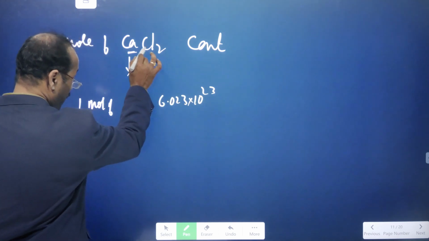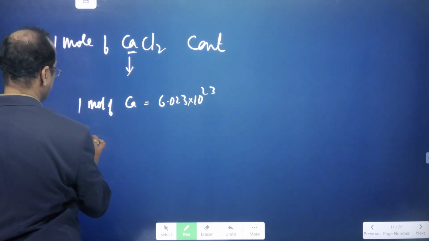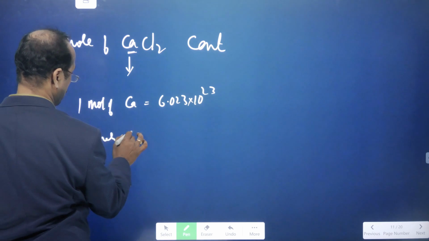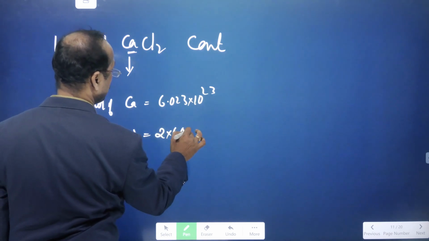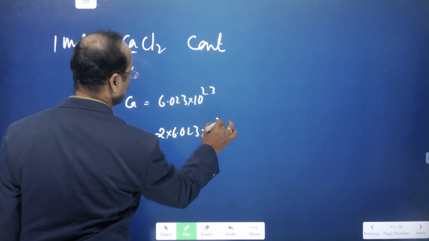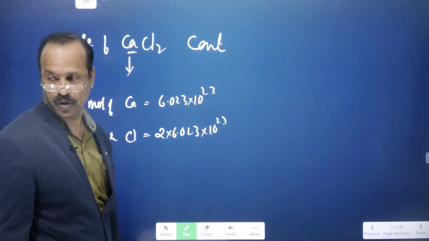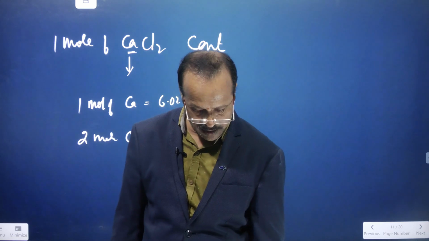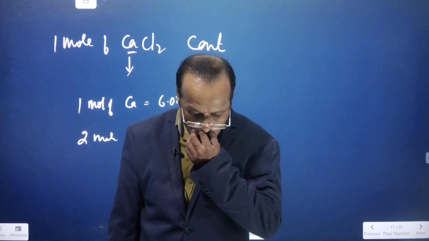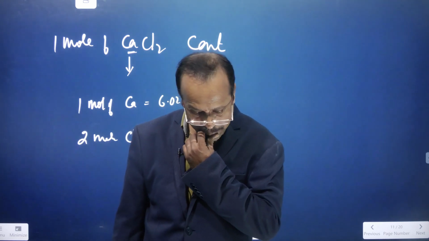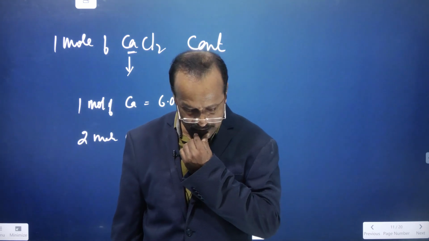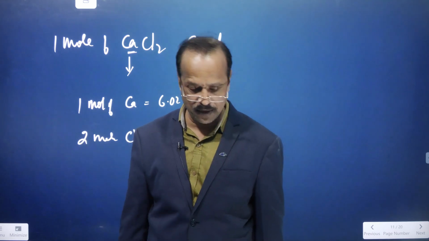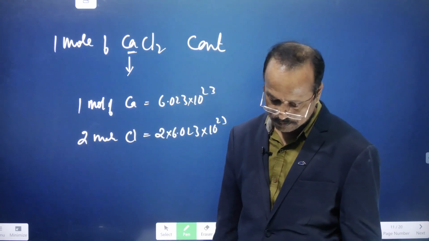But here how many atoms of chlorine are there? 2. So chlorine atoms are 2, so 2 into 6.023 into 10 to the power of 23 chlorine atoms are there. So the answer here is 1 mole of calcium and 2 moles of chlorine. So the eighth one is the third option, 1 mole of Ca and 2 moles of chlorine.